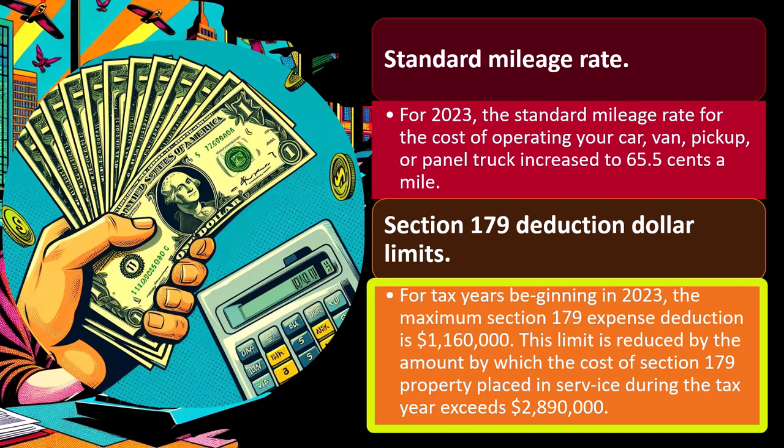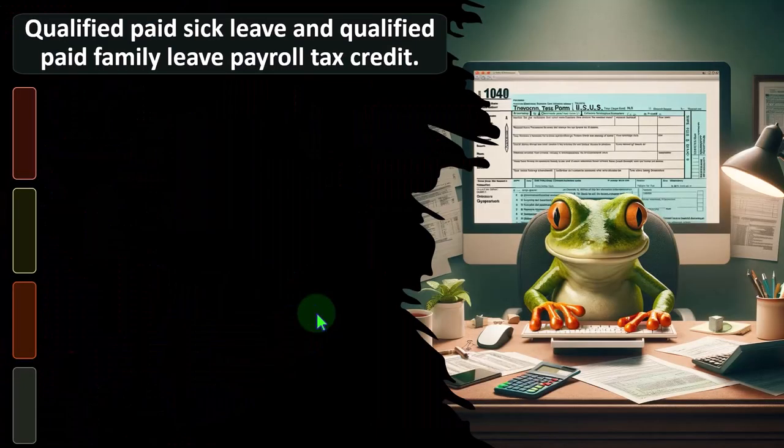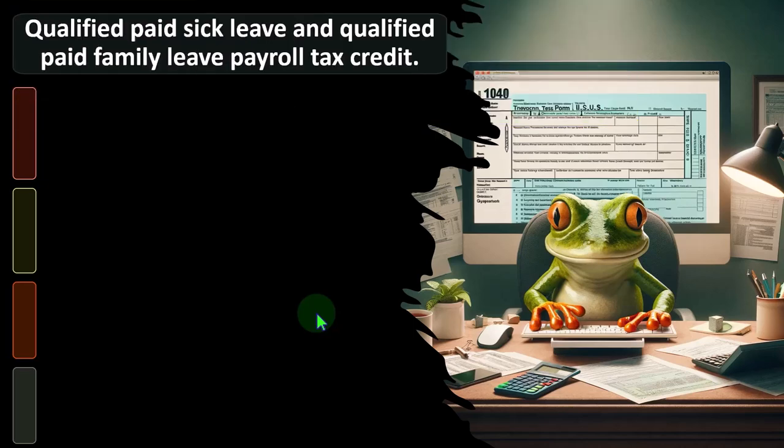We might talk more in this section about basically the depreciation that's going to be related to the rental property itself. So 179, similar kind of situation, that it has depreciable property. It's going to impact the Schedule E, any kind of business, typically a Schedule E or possibly a Schedule C situation. Qualified paid sick leave and qualified paid family leave payroll tax credits.